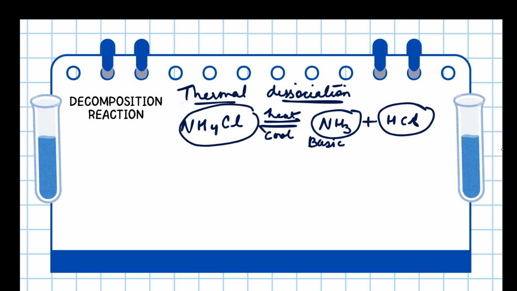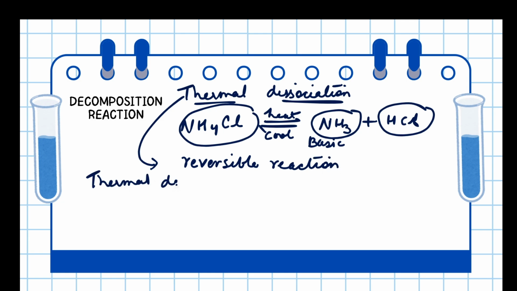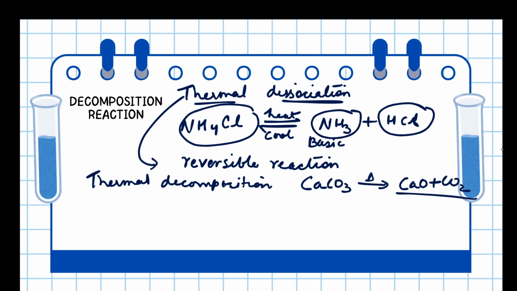So what we have understood is that a thermal dissociation reaction will always be a reversible reaction, whereas a thermal decomposition reaction will be irreversible. Like we saw the example of calcium carbonate. Calcium carbonate, once it decomposes, we cannot get calcium carbonate back again. It decomposes to form calcium oxide and CO2. So that will be the basic and the most important difference between a thermal dissociation and a decomposition reaction.